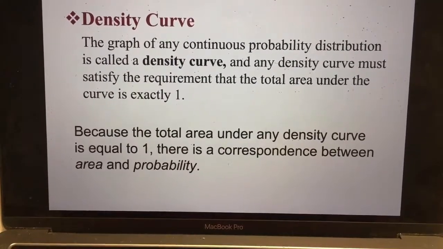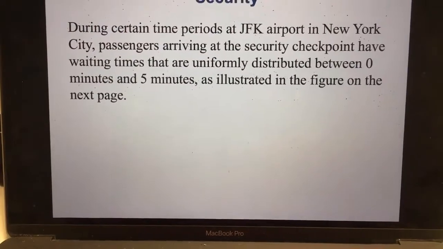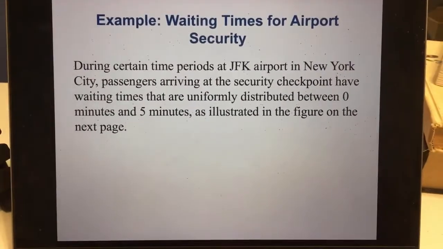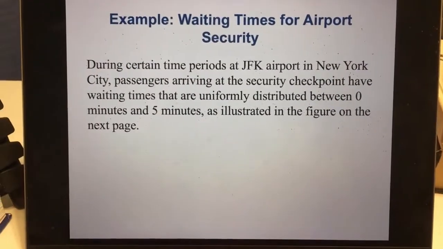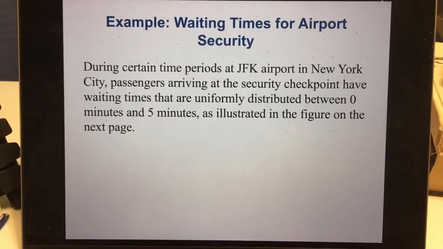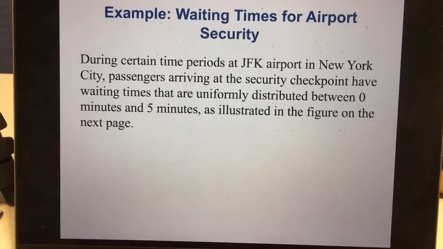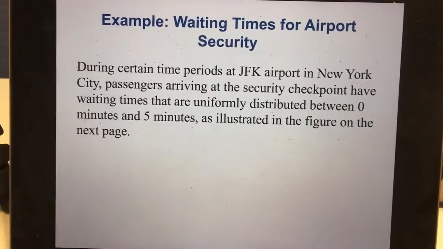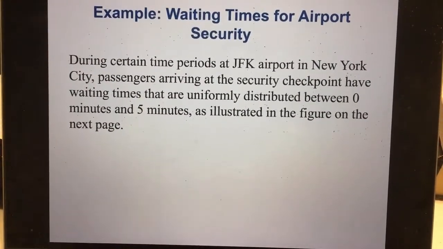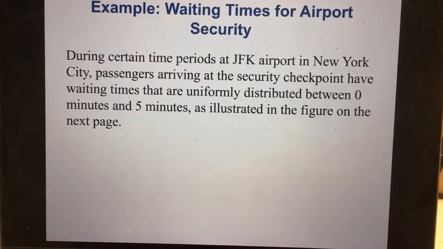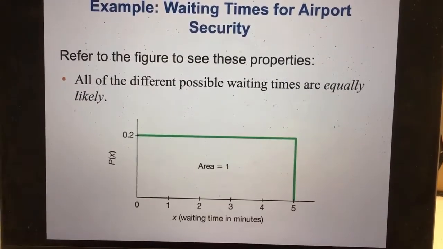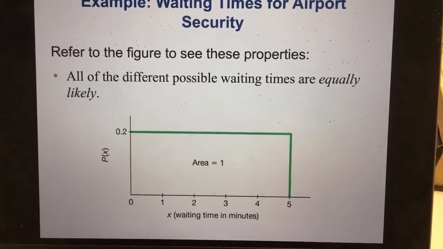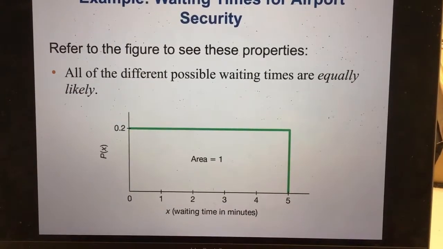So here you're talking about the correspondence between area and probability. So here we have an example. It says waiting times for an airport security. During certain time periods at JFK Airport in New York City, passengers arriving at the security checkpoint have waiting times that are uniformly distributed between 0 minutes and 5 minutes, as illustrated in the figure on the next page. So this is a uniform distribution. Okay, all of the different possible waiting times are equally likely.